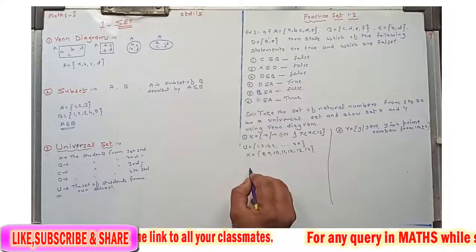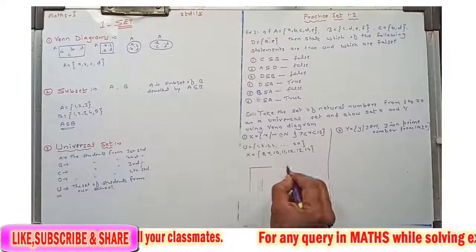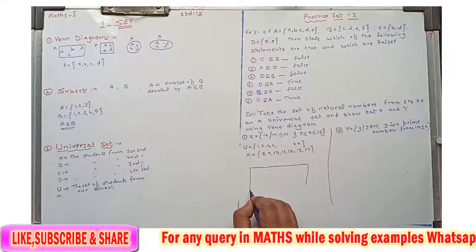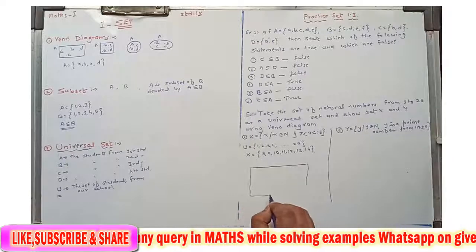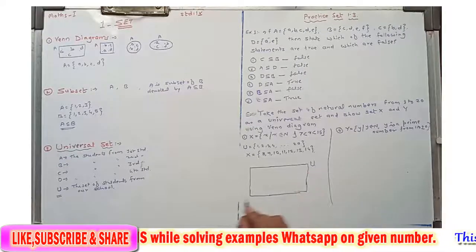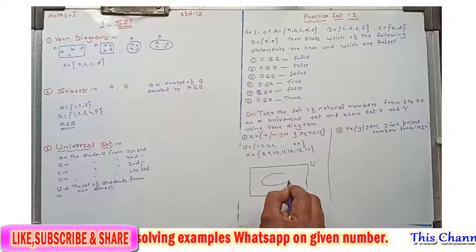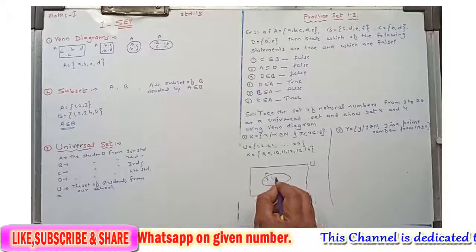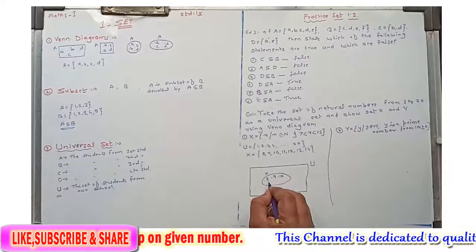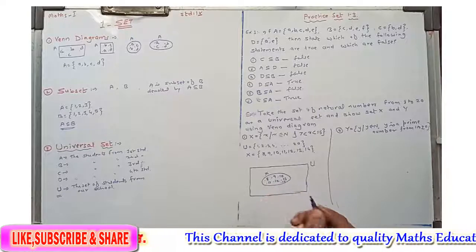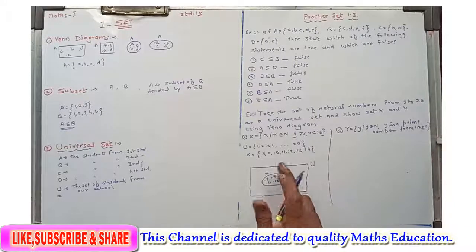a Venn diagram. Okay, so we draw that universal set. A rectangle is always used to represent the universal set. Okay, so this is our universal set and this is our set X, containing elements 8, 9, 10, this is 11, 12, 13 and here it will be 14. Okay, so this is our set X.